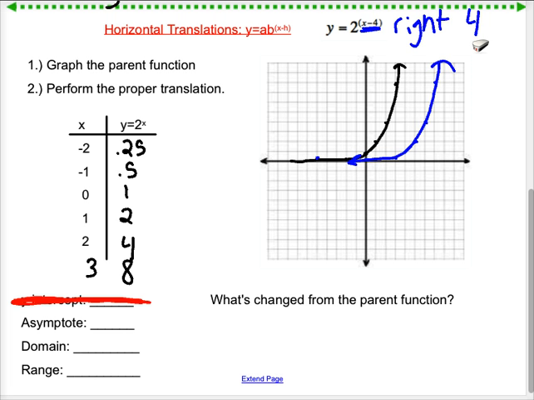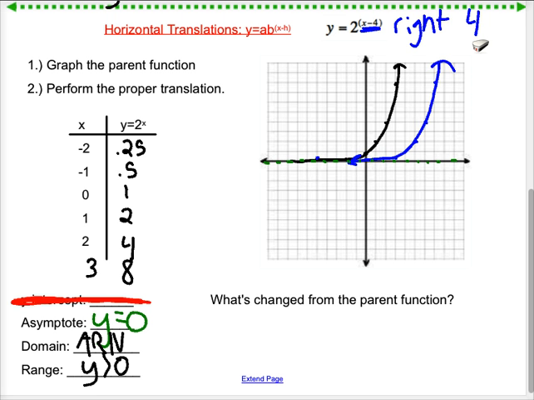Now the asymptote you should still be able to see. So the asymptote is still sitting there at the line y equals 0. The domain is all real numbers. And the range is going to be our normal y's that are greater than 0.